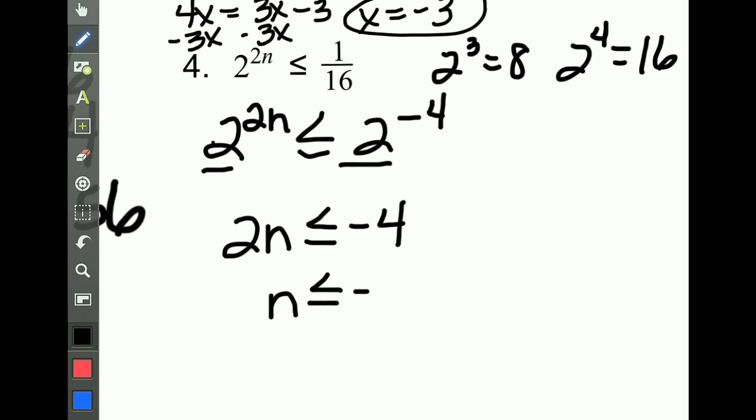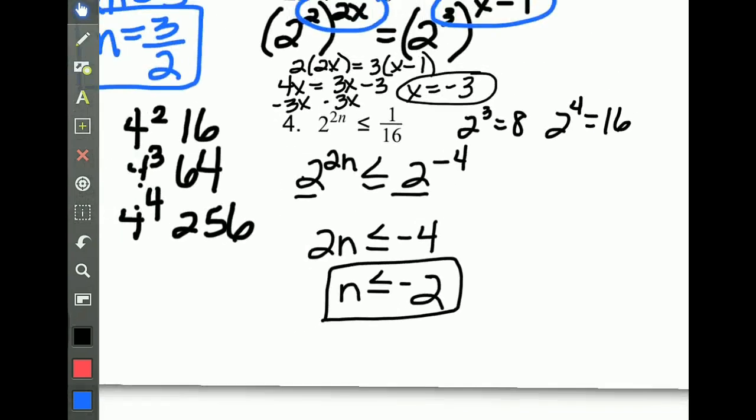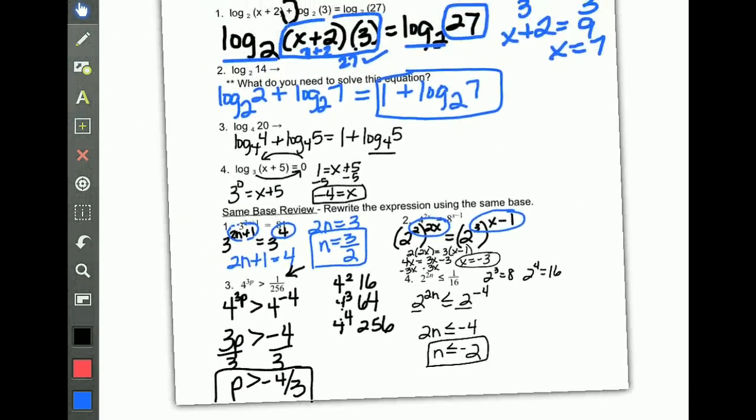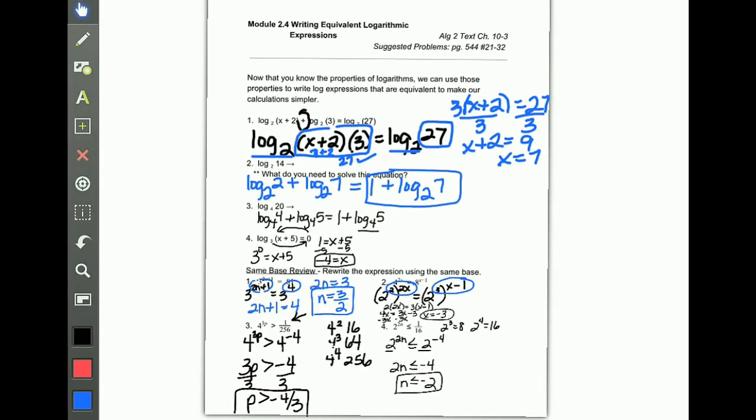Let's clean that up a little bit. Negative 2. Okay, good. So there's our whole first page notes. Take a look back over that, make sure everything makes sense to you. And we will move on to page 2.